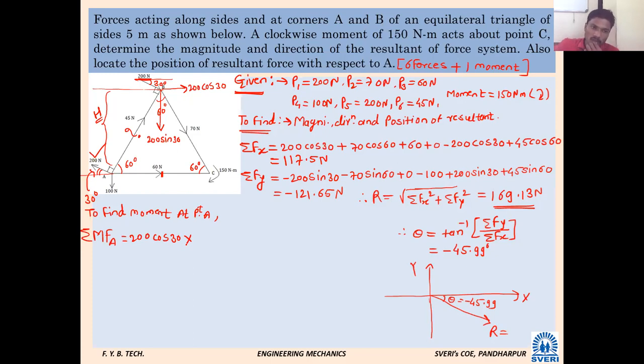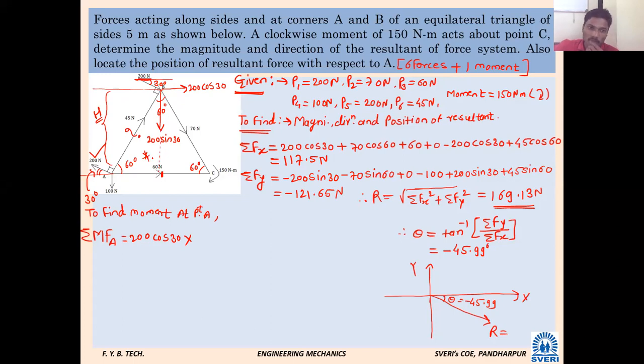Perpendicular distance means the curly bracket I have made, that h. What will be that distance? You know the side of the equilateral triangle is 5. What will be the height of that triangle? Do you know the formula to find the height of an equilateral triangle? Or I will give one more option. If you extend the horizontal and vertical forces and form this triangle, what kind of triangle is formed?